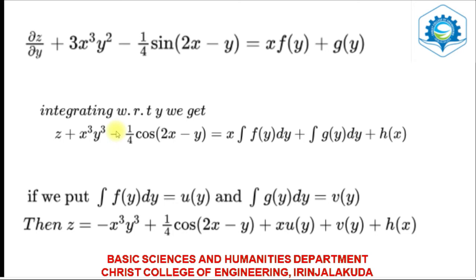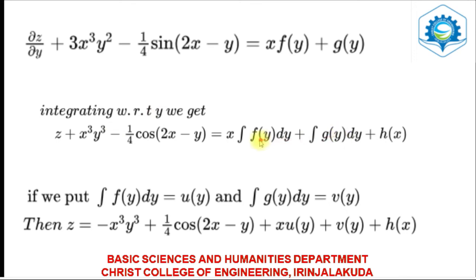We don't know what the function f(y) is. So we can simply write it as the integral of f(y) dy plus the integral of g(y) dy plus, now we have another constant of integration. Note that we are integrating with respect to y. So now our constant of integration is a function of x. So we will get h(x) here.